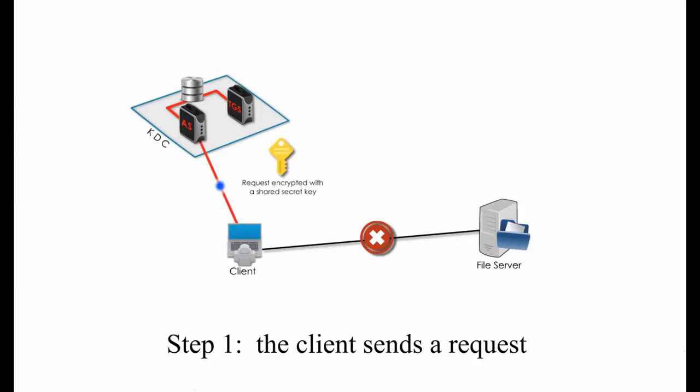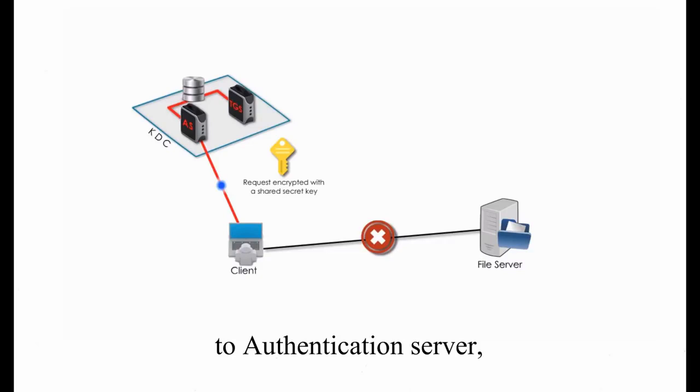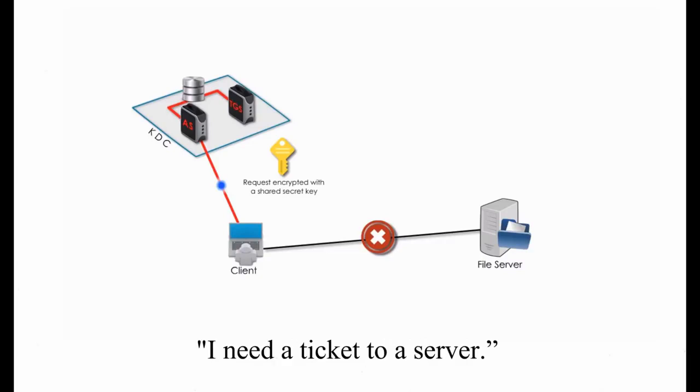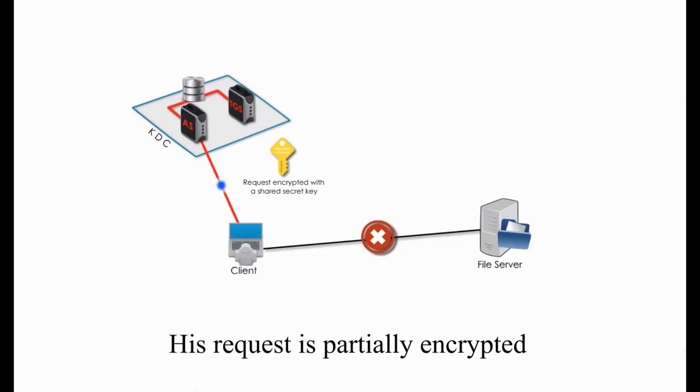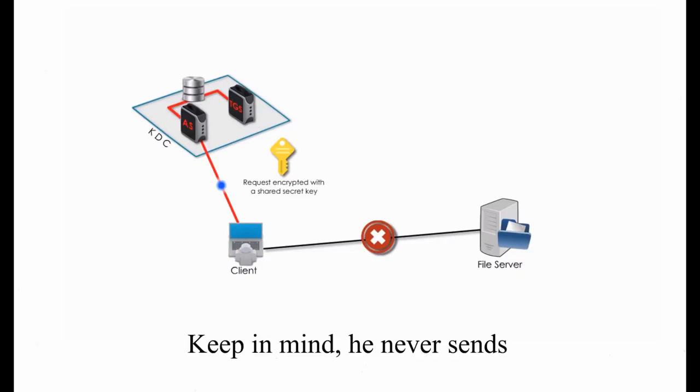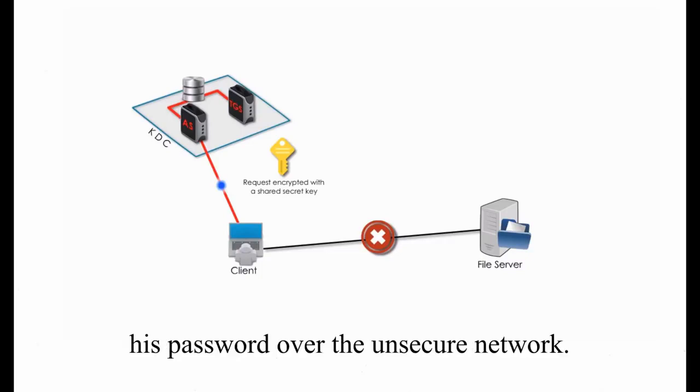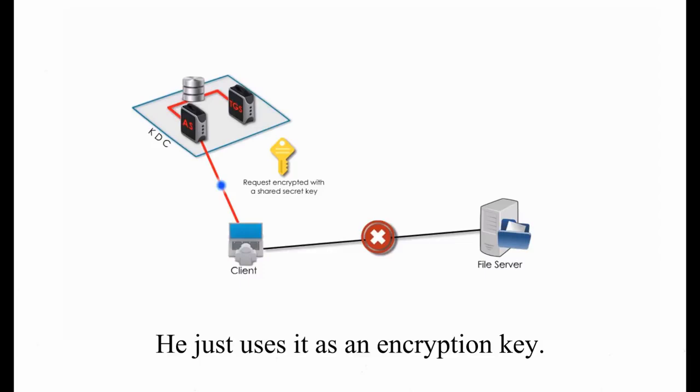Step 1. The client sends a request to the Authentication Server, like my user ID is so-and-so, and I need a ticket to a server. Something like this. His request is partially encrypted with a secret key, his password. Keep in mind, he never sends his password over the unsecure network. He just uses it as an encryption key.